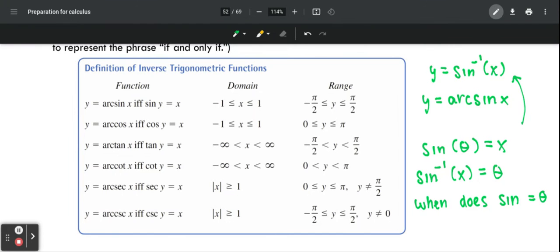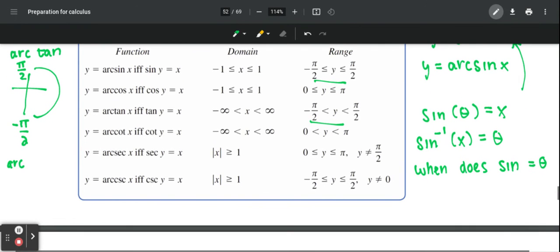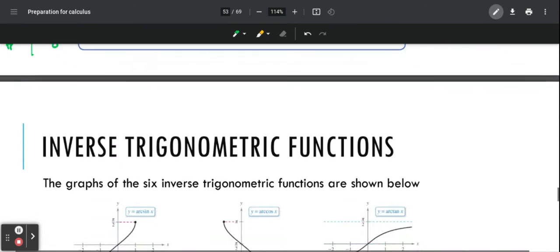And then something else you have to remember is that for your arc sine and your arc tangent, you have a restricted domain of negative pi over 2 to pi over 2. So your answers have to fall in that domain. For your arc cosine, you're restricted from 0 to pi. Right? That's your 0 to pi. So remember, keep that in mind as we're working through these.